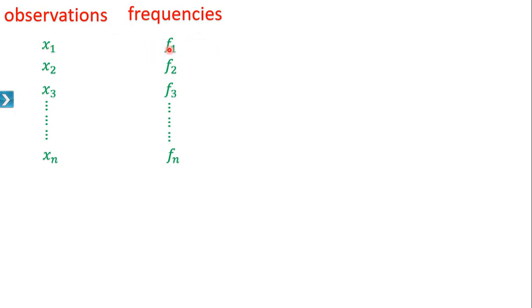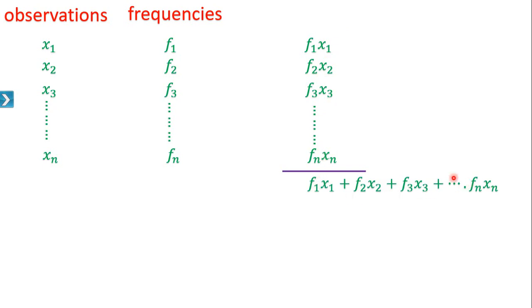Now, x1 occurs f1 times. So, sum is f1 x1, that is, we have to multiply frequency with observation. Multiply the observation with its frequency. So, f1 into x1 is f1 x1, then x2 into f2 is f2 x2, x3 into f3 is f3 x3 and xn into fn is fn xn. Now, to find the sum of all the observations, we have to find the sum of f1 x1, f2 x2, f3 x3 and up to fn xn. This is the sum of all the observations: f1 x1 plus f2 x2 plus f3 x3 plus up to fn xn.